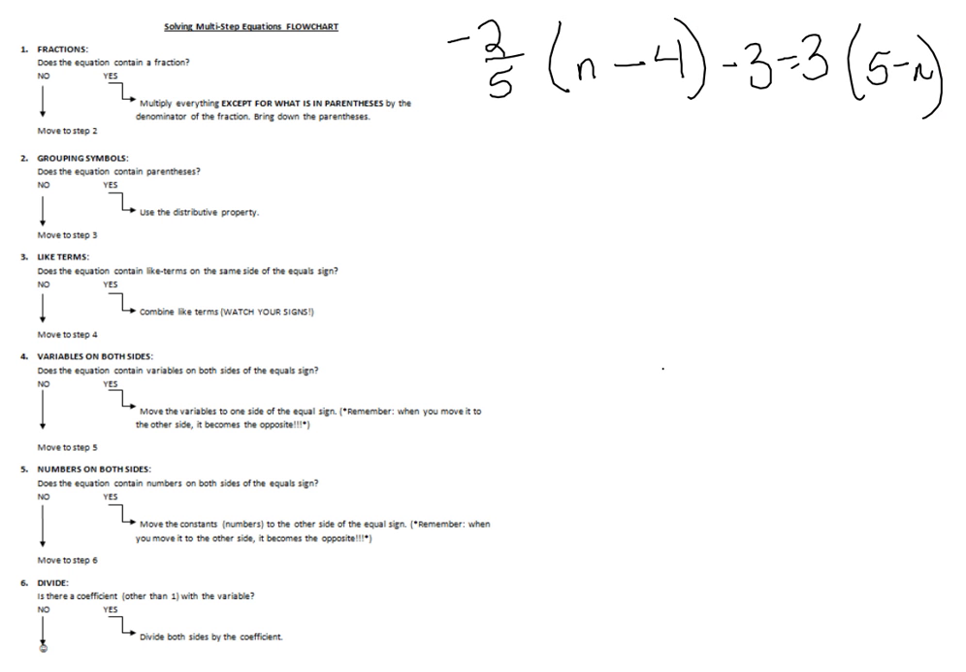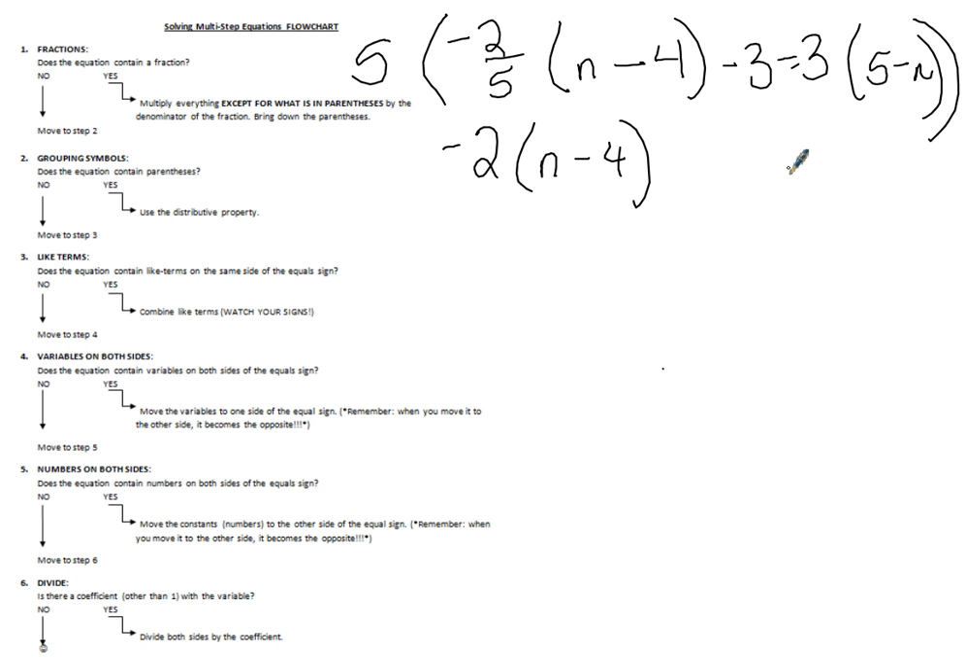Now, if you look at the flow chart, it says, does it contain fractions? The answer is yes, it contains fractions. So we need to multiply everything by the denominator of that fraction to eliminate the fraction. We're going to multiply everything by what number? 5. Now, when you multiply negative 2/5 by 5, the negative 2 stays and the denominator cancels out. That's how you get rid of the fraction. So we're going to be left with negative 2 parentheses n minus 4, close the parentheses.